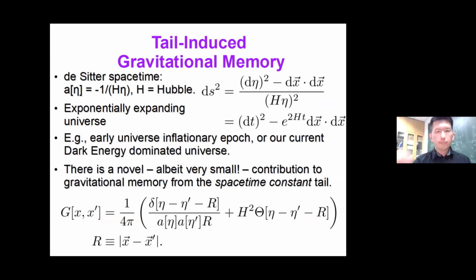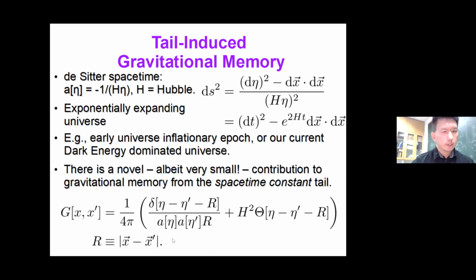So what I found several years ago was that if I looked at the simplest example of cosmological spacetimes, known as de Sitter space, which is really just an exponentially expanding universe driven by the cosmological constant or something like it, you would find that the Green's function can be solved readily in this spacetime.